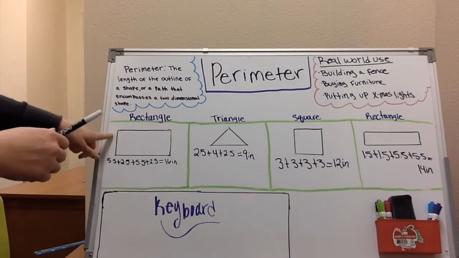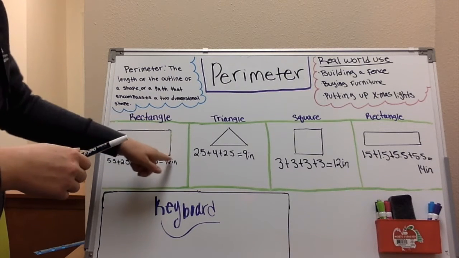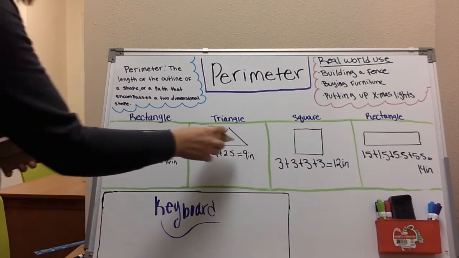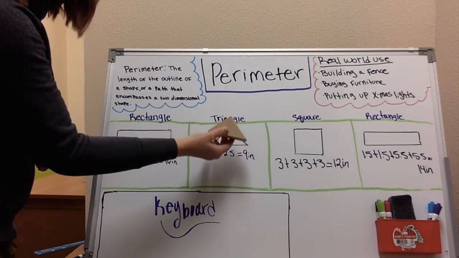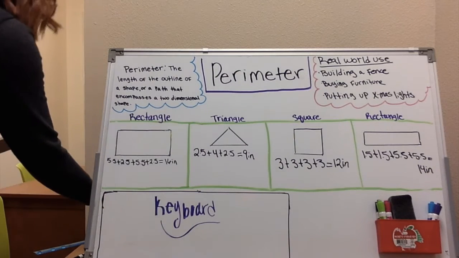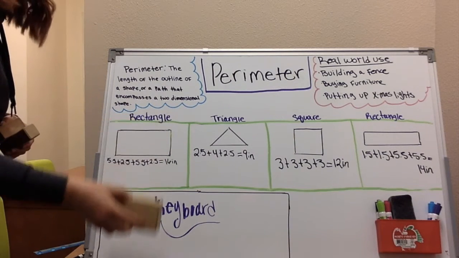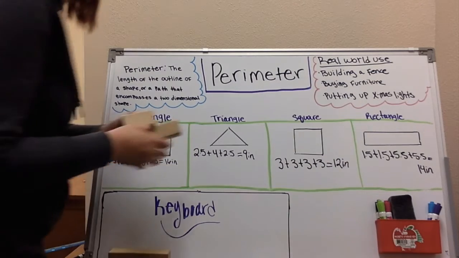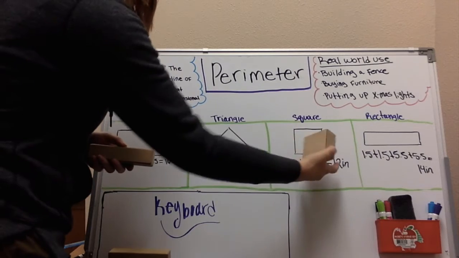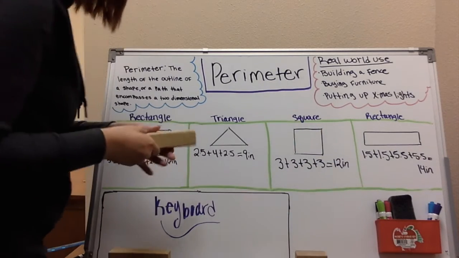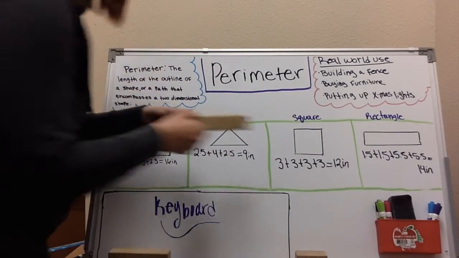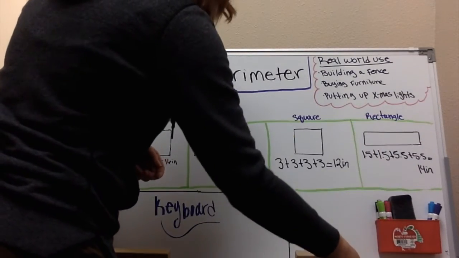So we can see the outline of each of these shapes right here. The outline of this triangle block is 9 inches. The outline of this rectangle is 16 inches. The outline of this square block is 12 inches. And the outline of this other rectangle that is slimmer than this one is 14 inches.